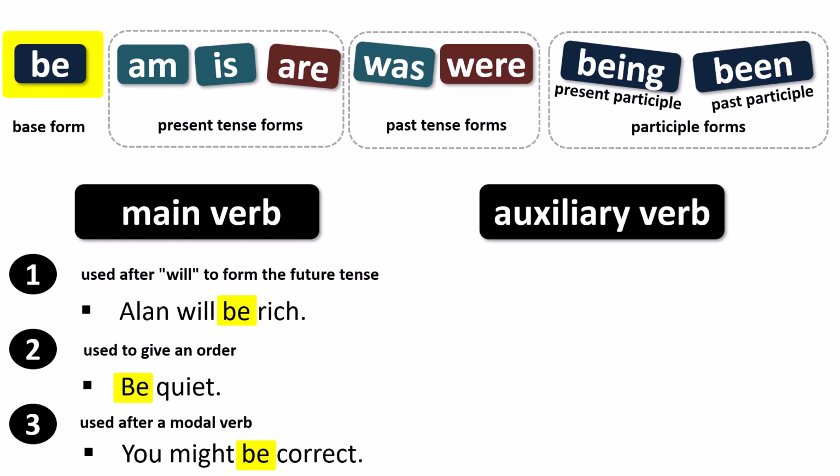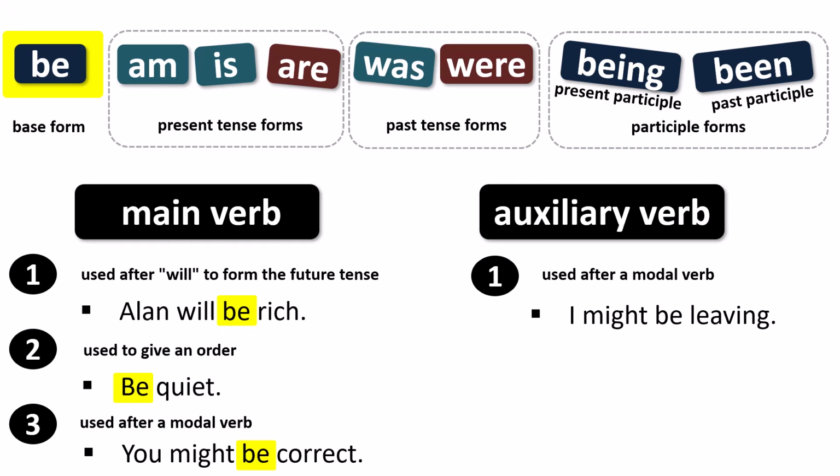Let's now look at be as an auxiliary verb. Be is used after a modal verb. It looks like we've just covered that point, but look at the example. I might be leaving. Here, be is not a main verb. The main verb is leaving. Leaving is the one that gives us the meaning. Of course, we have to use be because it's following a modal verb. But this time, be is an auxiliary verb.